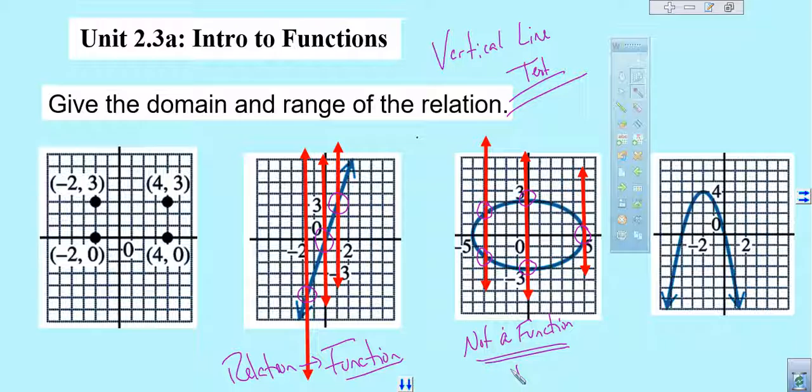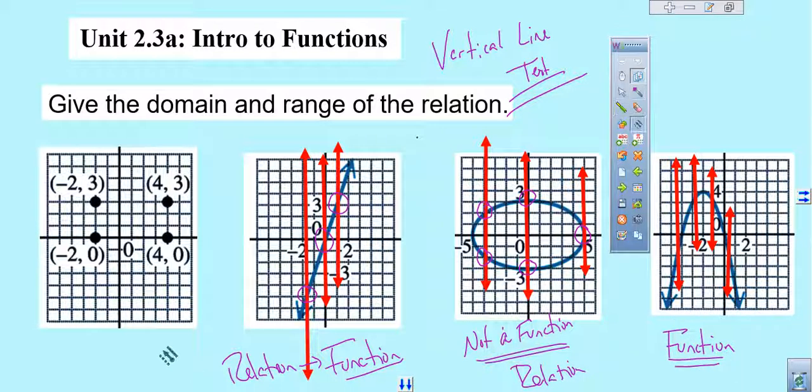Not a function. However, it is a relation. Remember, a function is a special kind of relation. So this is a relation, it's just not a function. Coming to the last one, same thing with the vertical line test. Draw some vertical lines to see that it passes through one and only one time. So this is a function. It's a relation, a special kind of relation called a function.